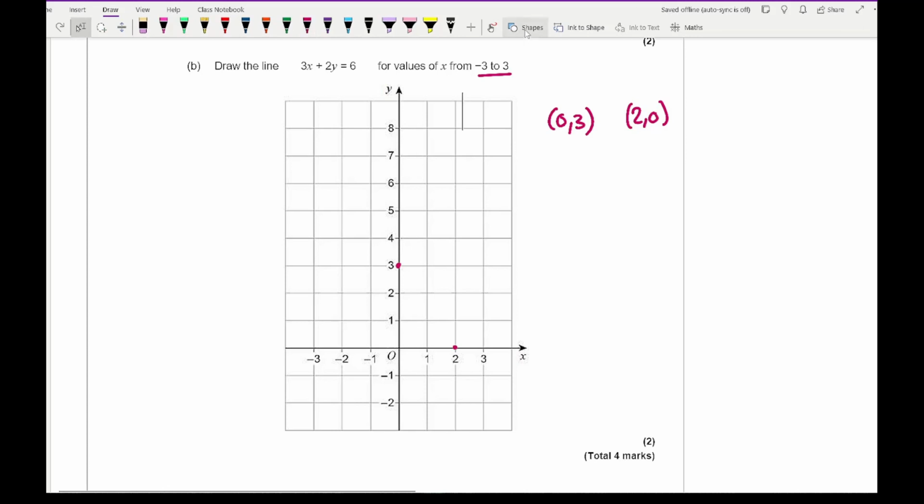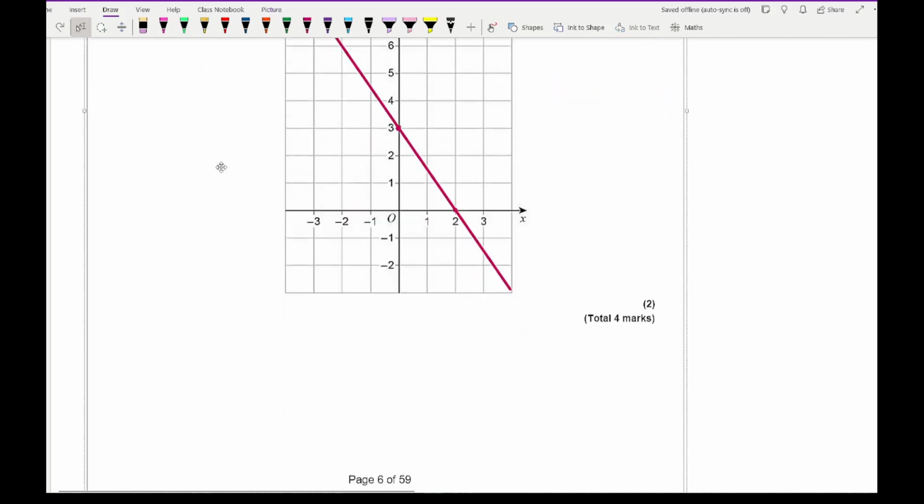But again, whenever you're drawing a straight line, just aim to make sure that it goes to the edge of the squared paper or graph paper, depending on what you've been given. If you didn't do that, then you could lose marks. So it's always worth just going right to the edge of your graph.